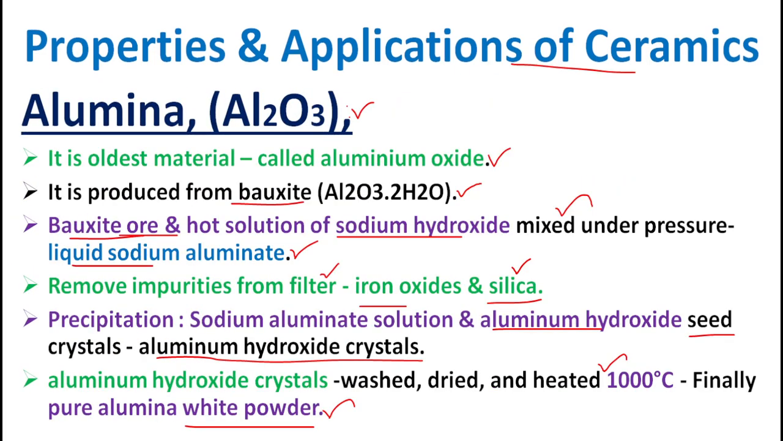So alumina is mainly manufactured from bauxite. Bauxite ore is mixed with a hot solution of sodium hydroxide under high pressure, giving liquid sodium aluminate. Removing the iron oxide and silica impurities, then after the precipitation process, we get aluminum hydroxide crystals. These are washed, dried and heated to 1000 degrees Celsius, and finally we get pure white alumina powder.